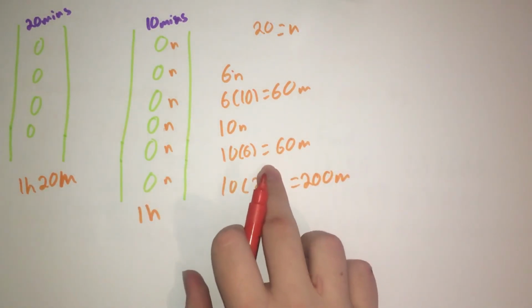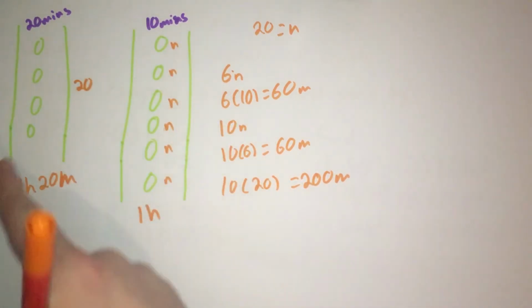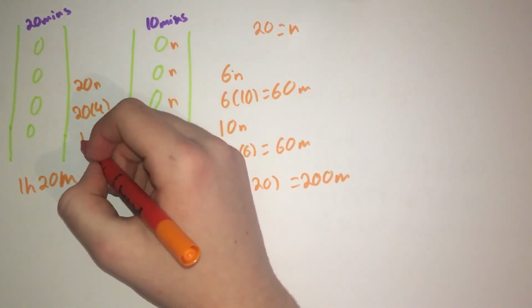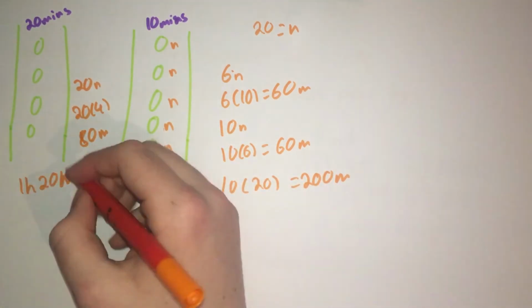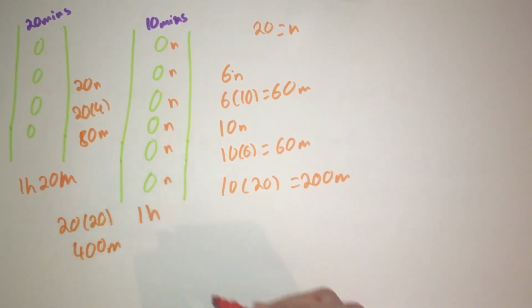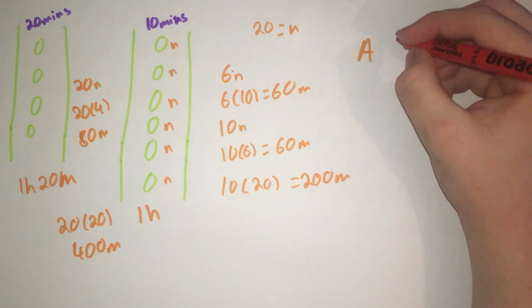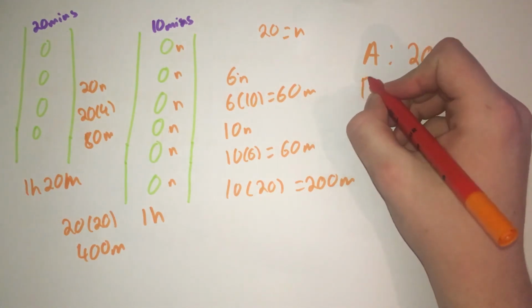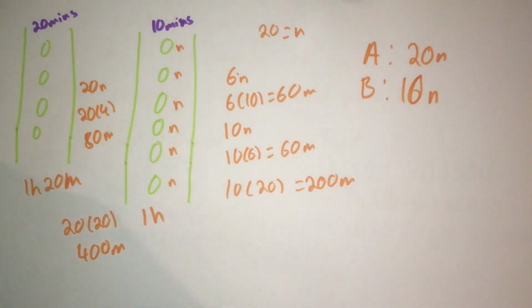We can do the exact same thing here. So 20 minutes, then how many people, N. So 4 times 20, that is 80 minutes. What about if we had another 20 people? 20 times 20, that's 400 minutes. So queue A can be represented by 20N, and then B can be represented with 10N. Then that could be your answer.